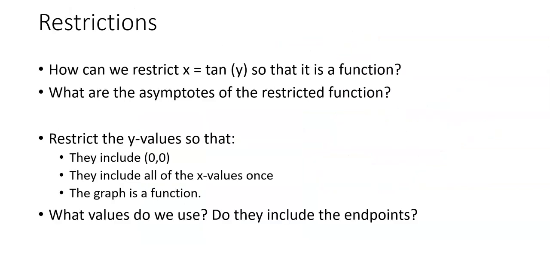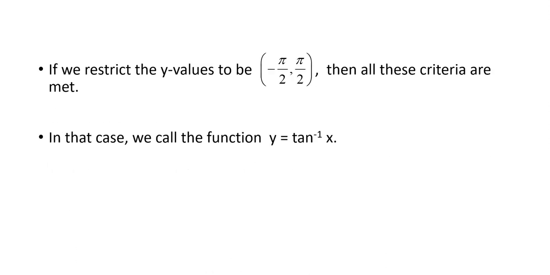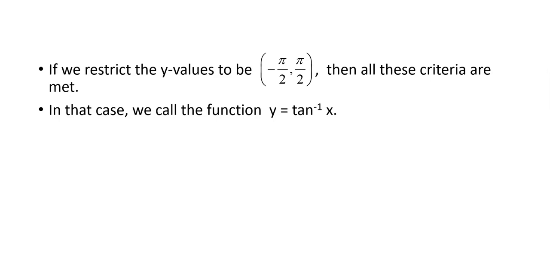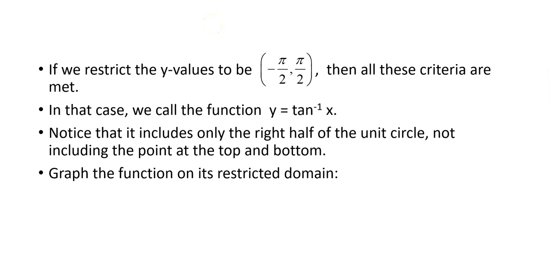All right, and this just explains it. Do they include the endpoints? No, because pi over 2 and negative pi over 2 don't exist. Right? So we call the function the inverse tangent of x. Again, this is only the right half of the unit circle, so it's very similar to sine, except it doesn't include those endpoints.